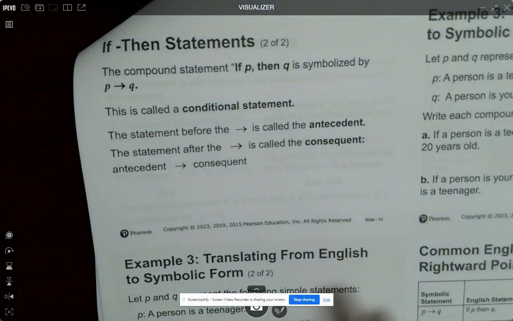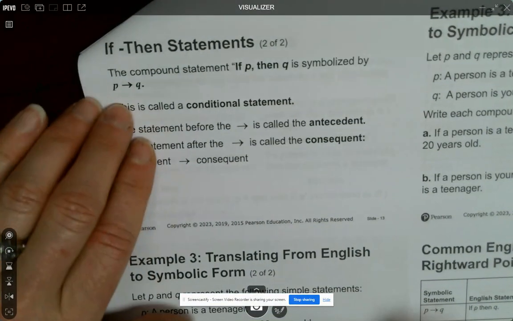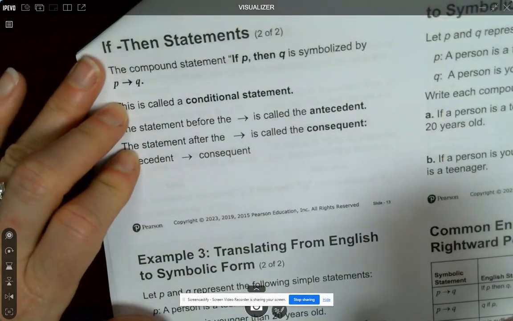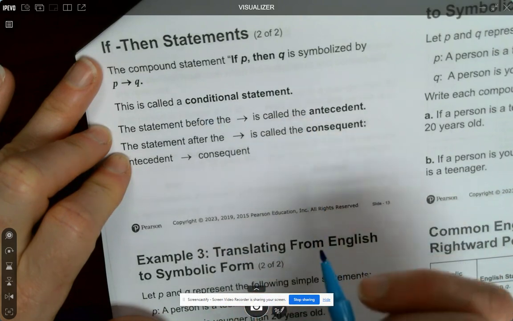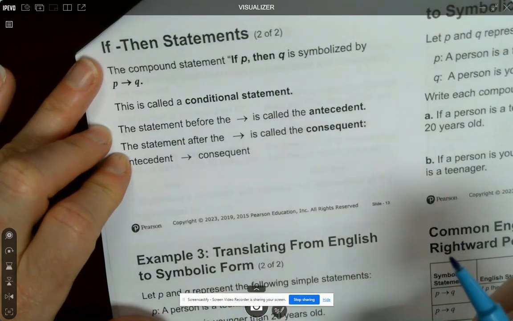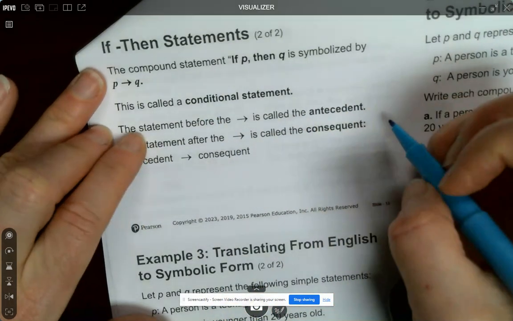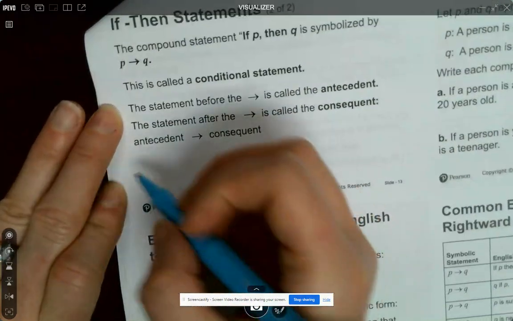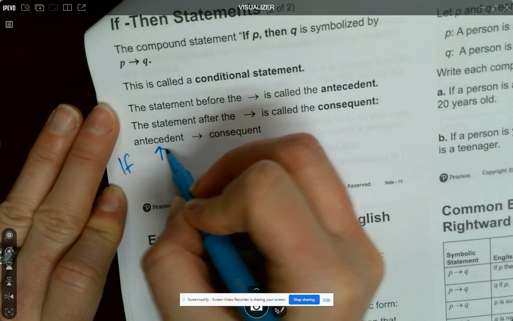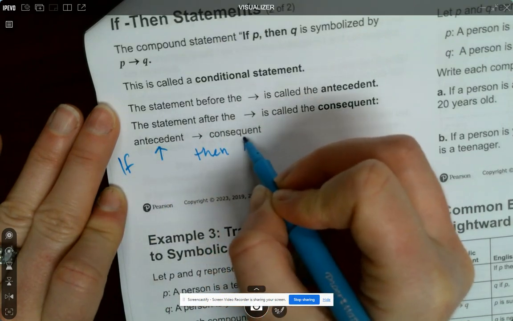So if-then statements, the symbol for that is the arrow. So this is called a conditional statement. If this, then that. Antecedent is the before, the consequent is the after. So you put if this, then this.